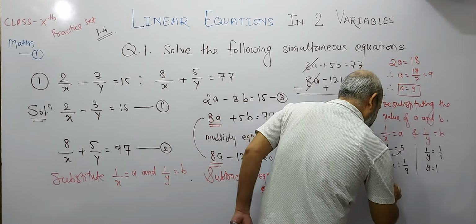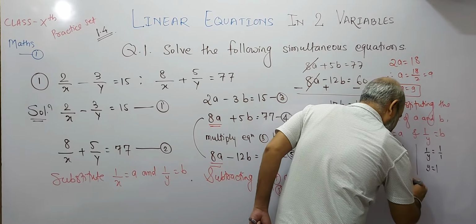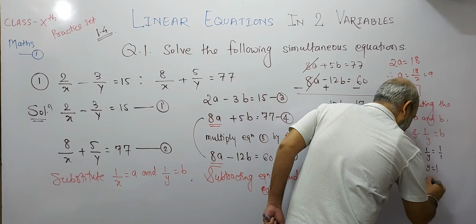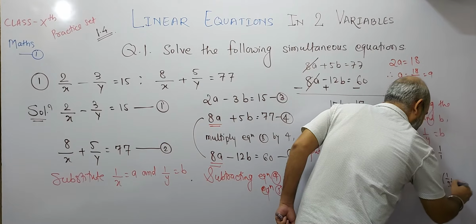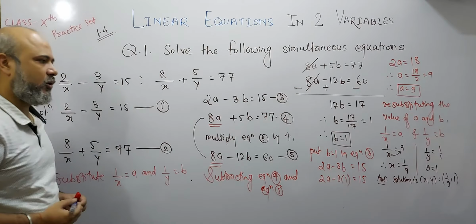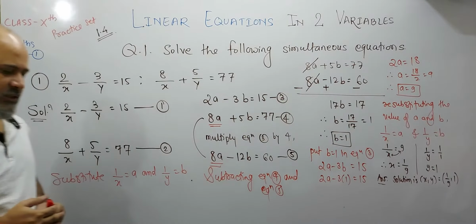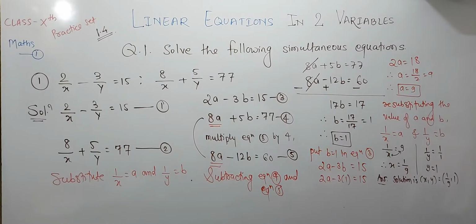And write the answer. Solution is, that is x comma y, which is equal to 1 by 9. X is 1 by 9 and y is 1. So this is the solution of our first question. Okay. So write down. If you want to take the screenshot, take the screenshot. Then we will discuss the second question.